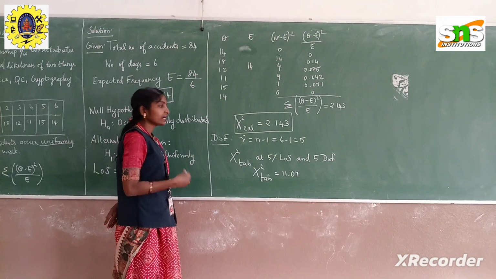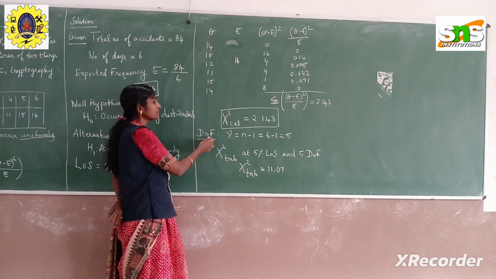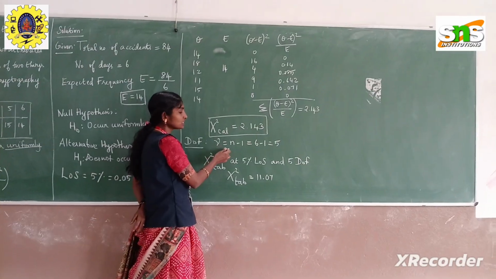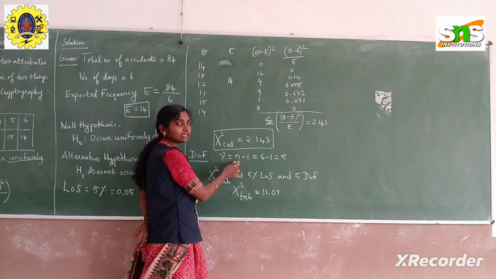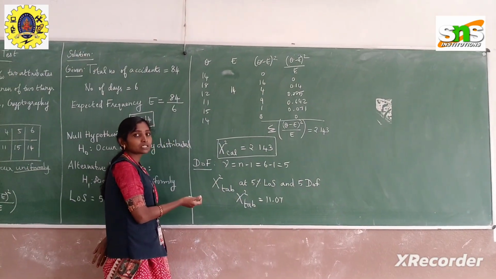What we have to do next is find the degrees of freedom. The degrees of freedom is represented by rho, which is equal to n minus 1. N here is 6, so 6 minus 1 is 5. So the degrees of freedom is fixed to be 5.